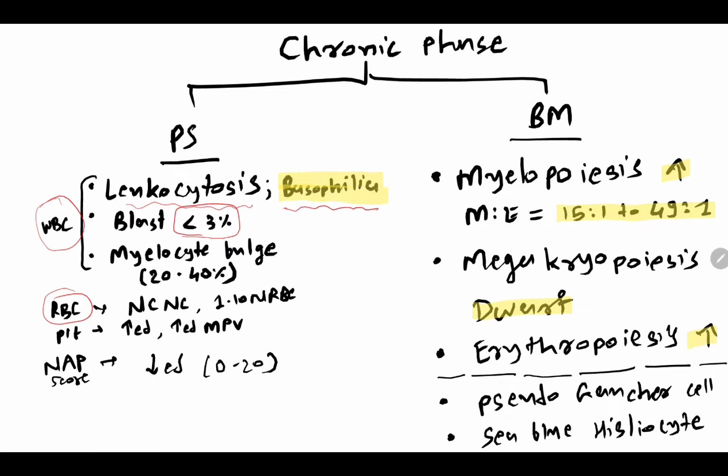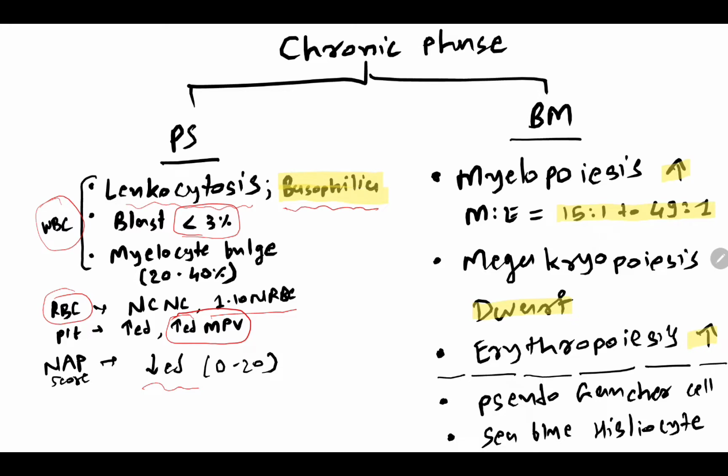Now go on to the RBC series. The normochromic RBC is seen mainly, and 1 to 10 nucleated RBCs can be seen. Platelet count is increased with increased MPV, and the NAP score is decreased, which is around 0 to 20.